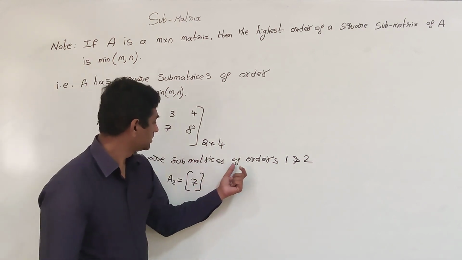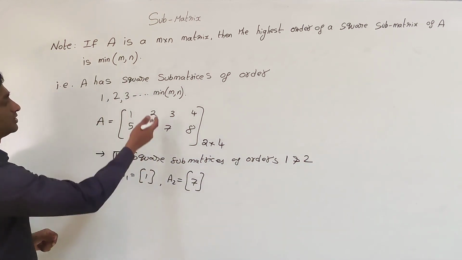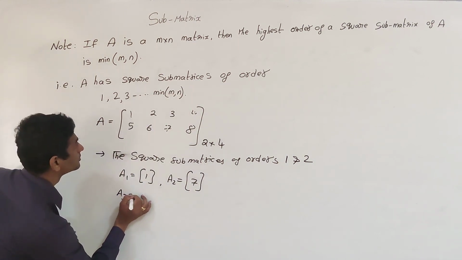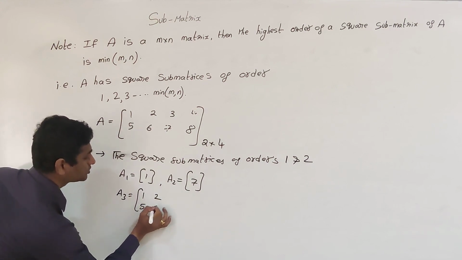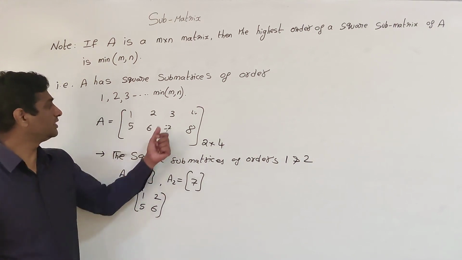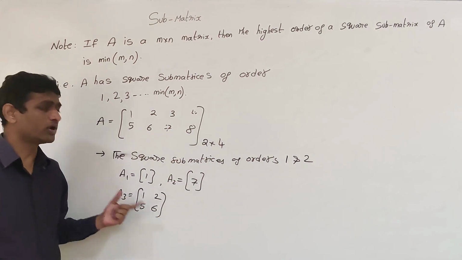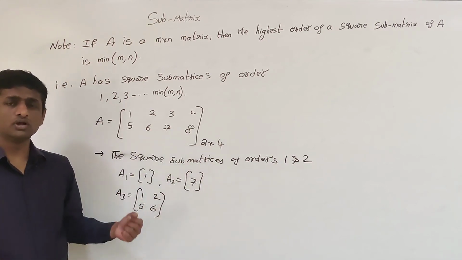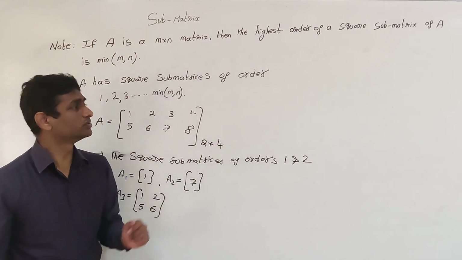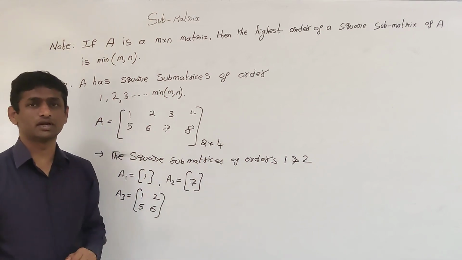As I told you, there will also be square submatrices of order 2. What is that order 2? You can delete any 2 columns. You can have 1, 2, 5, 6 as one square submatrix, after deleting the third column and fourth column. This is one example of a square submatrix. So in a 2 by 4 matrix we can have square submatrices of order 1 as well as order 2, that is, up to the minimum.